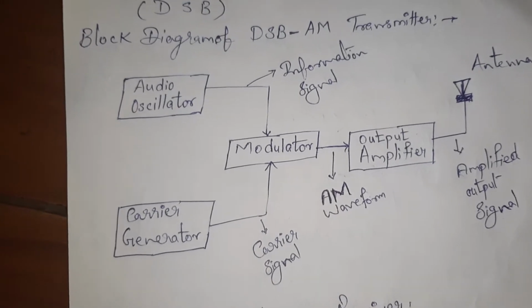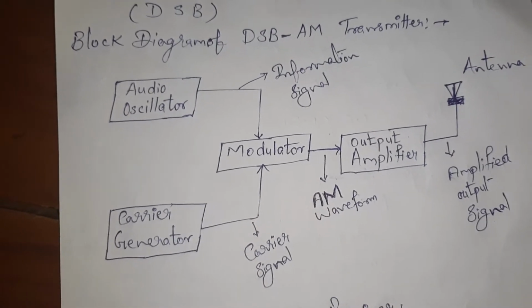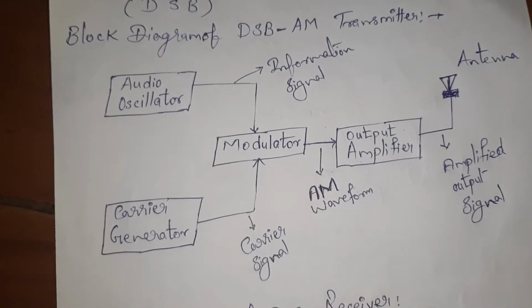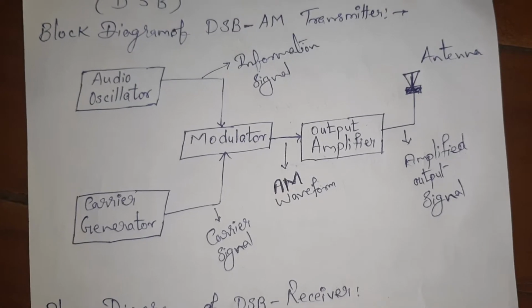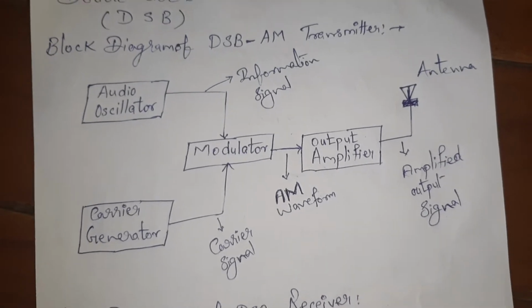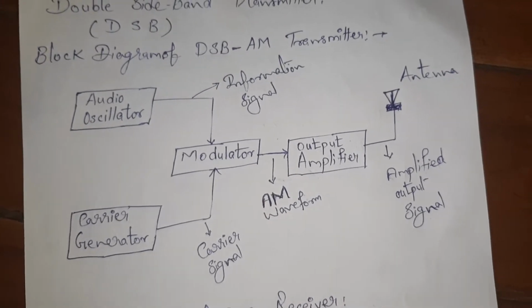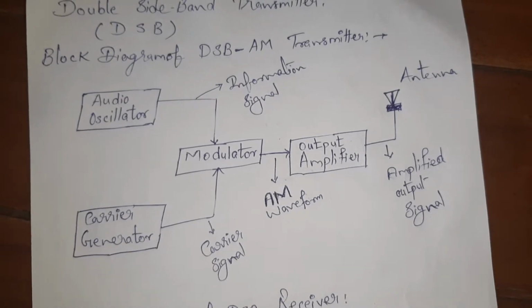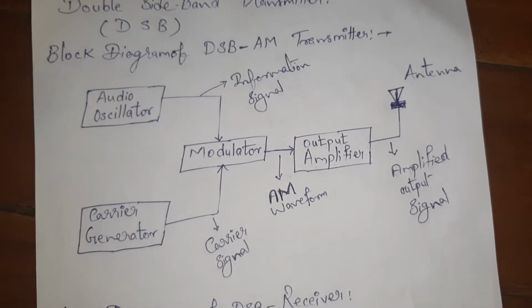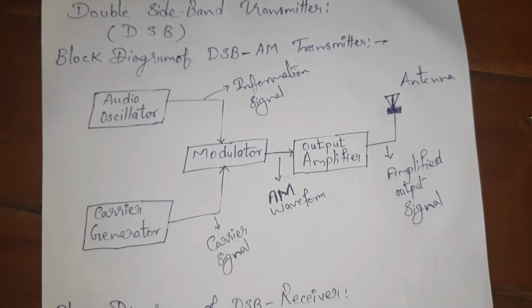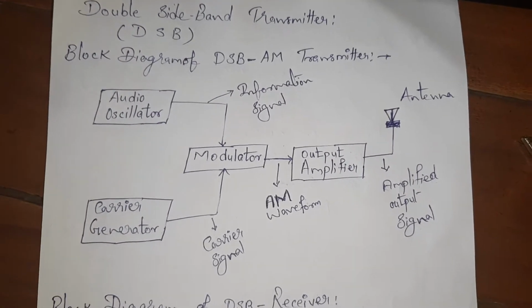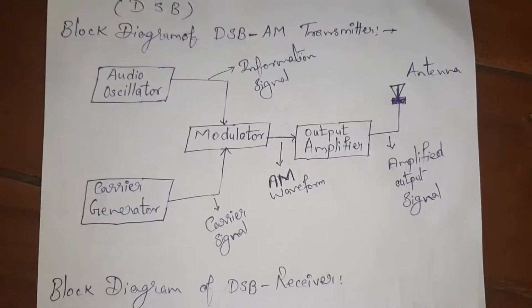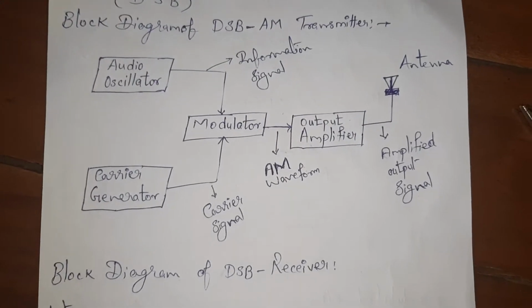And here you can observe the modulator. The modulator is the combination of both the information signal as well as the carrier signal. Next, this is the modulator output, that is, the amplitude modulation output, which we provide to the output amplifier. Through the output amplifier we provide it to the antenna so that the amplified output signal can be transmitted. So this is the basic block diagram for the double sideband amplitude modulation transmitter.